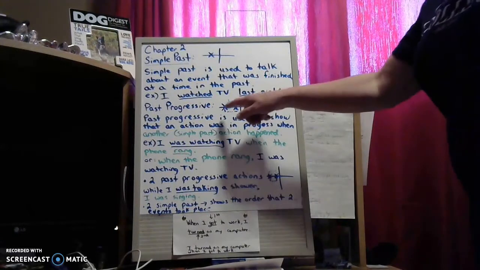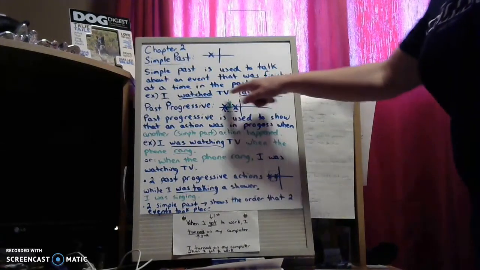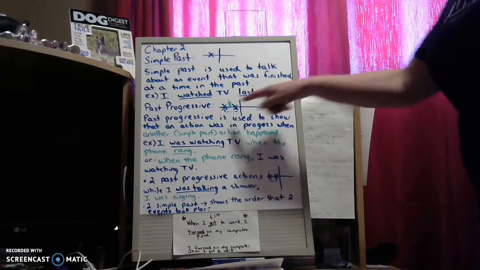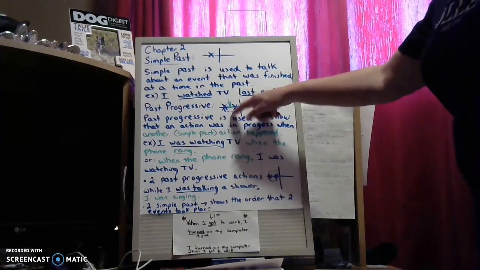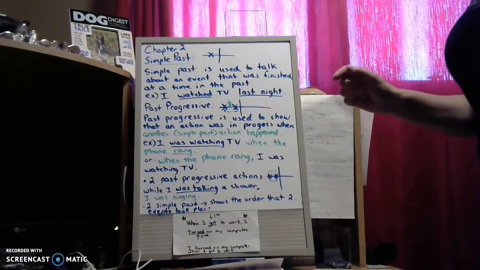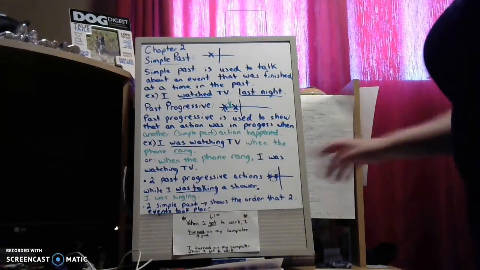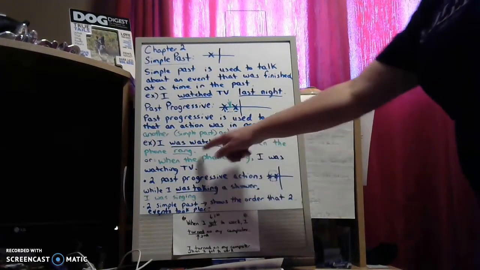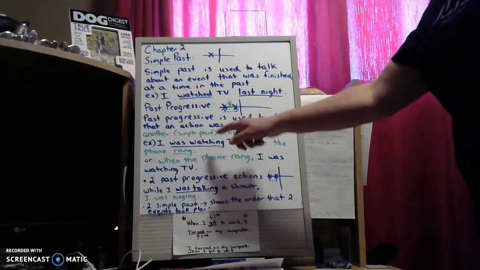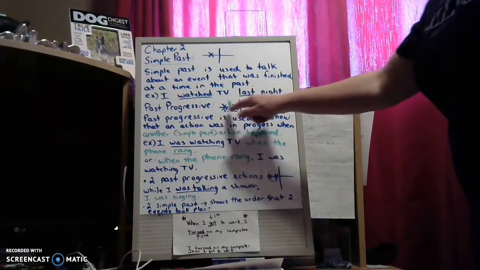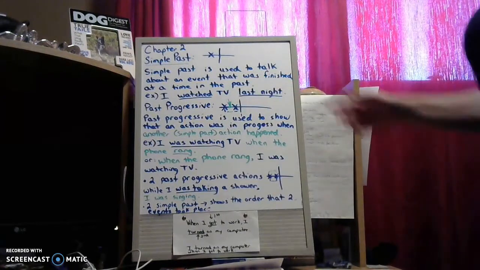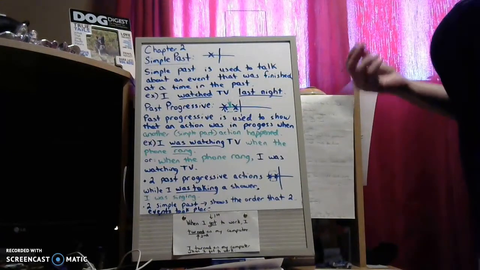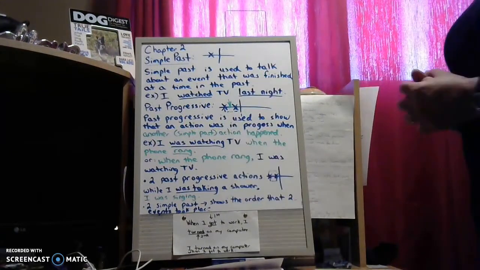So here we can have one action that was a long action that took place, and while that long action was taking place, another action interrupted it. So I can say I was watching TV when the phone rang. So watching TV went on during this entire blue period, but during that time the phone rang. And that was just short. It interrupted this long action here.